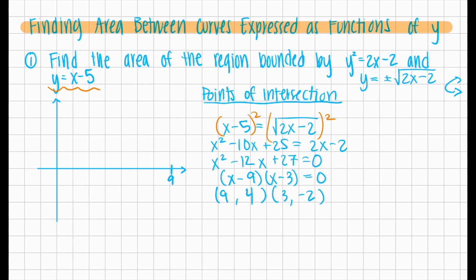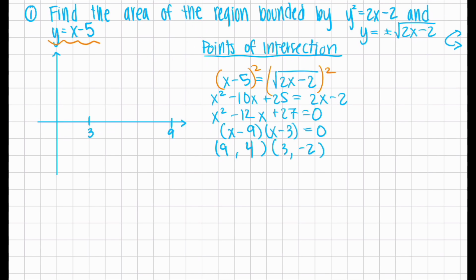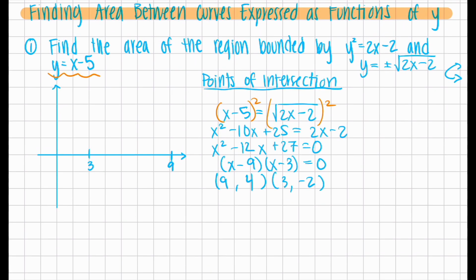I'm just going to say 9 is right here and 3 is right here. And then another thing to point out is I can tell with this equation, we could set it equal to 0 if we wanted, but notice if I plug in 1 for x, 2 minus 2 is 0, so the point 1, 0 is on this y squared equals 2x minus 2 equation. So I know my sideways parabola is going to go through 1, 0.